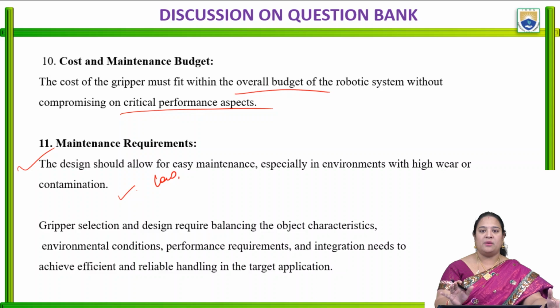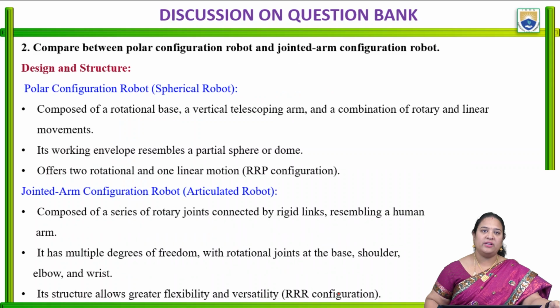For example, we as humans, if we do not have hands, we are of no use. In the same way, the robot without an end effector gripper is of no use, right? Hope you have understood about the selection criteria and design of the gripper. Right? Moving on to the next question.